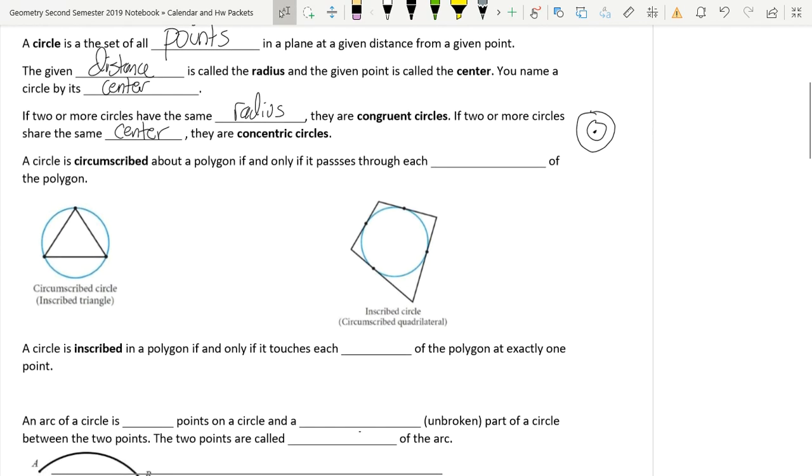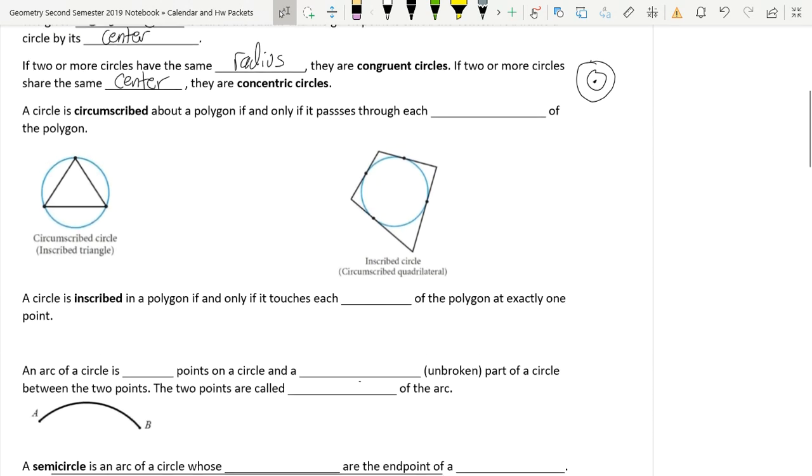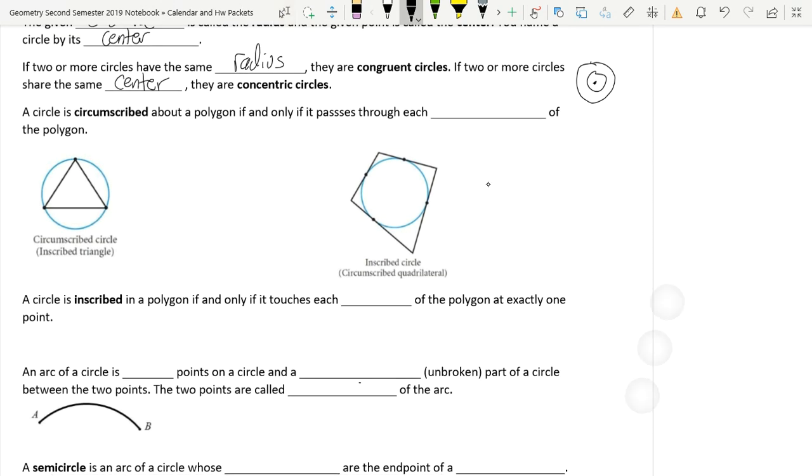A circle is circumscribed about a polygon if and only if it passes through each vertex of the polygon. And a circle is inscribed in a polygon if and only if it touches each side of the polygon at exactly one point. There's a picture of a circumscribed circle and an inscribed circle.